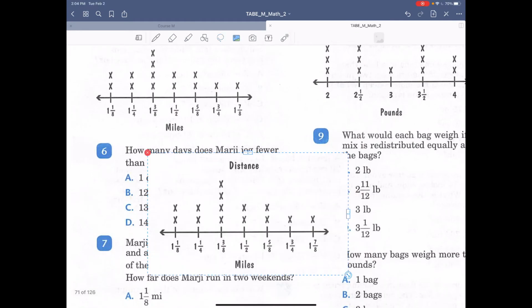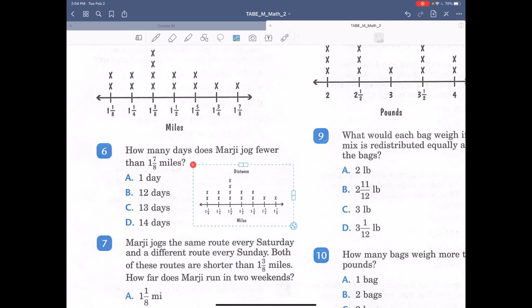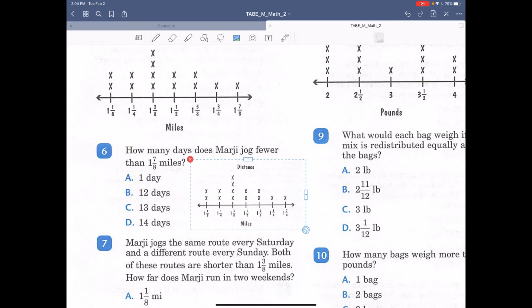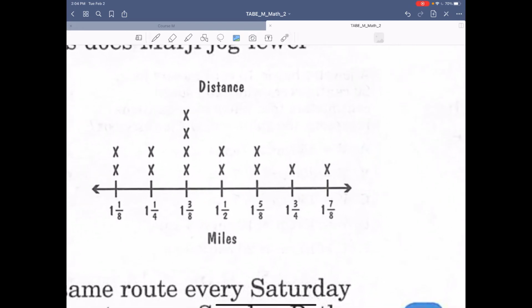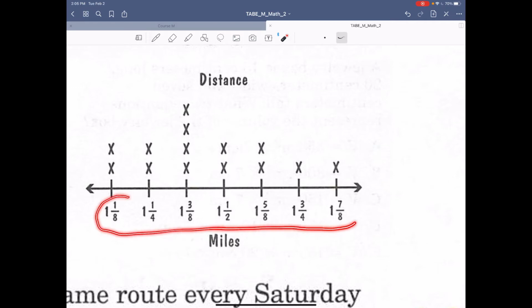How many days does Margie jog fewer than 1 7/8 miles? Now, I want to call your attention to something. This book is very nice to us. They put these in order from smallest to largest. That is not always the case. So just make sure that your numbers are written in order from smallest to largest before you start making decisions.